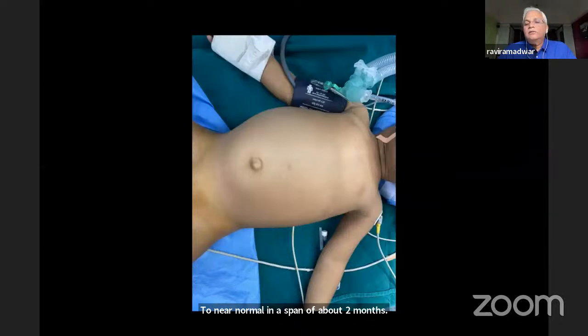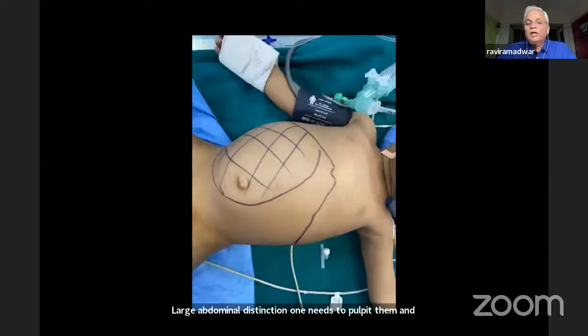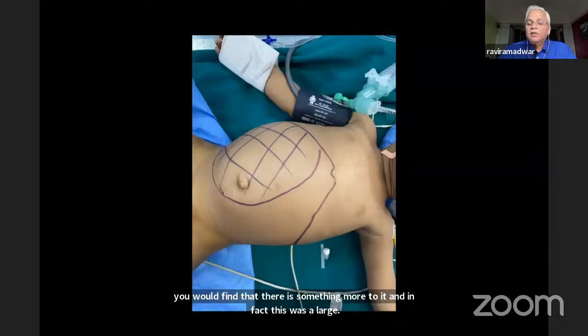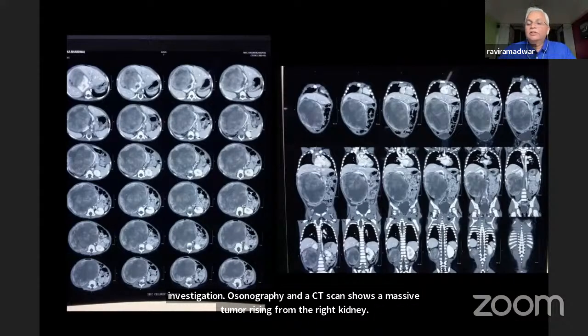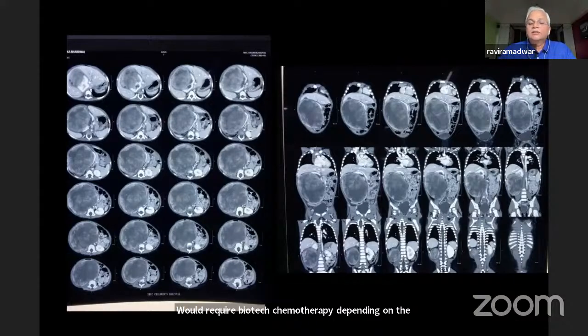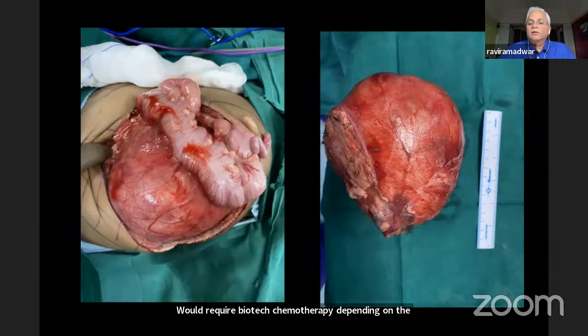Large abdominal distension, one needs to palpate the abdomen. Don't just ask for sonography. Now, on palpation, you would find that there is something more to it. And in fact, this was a large palpable mass in the right side of the abdomen. Will need investigation or sonography, and a CT scan shows a massive tumor arising from the right kidney. Would require biopsy, chemotherapy, depending on the staging based on the investigations, and then excision of the tumor.